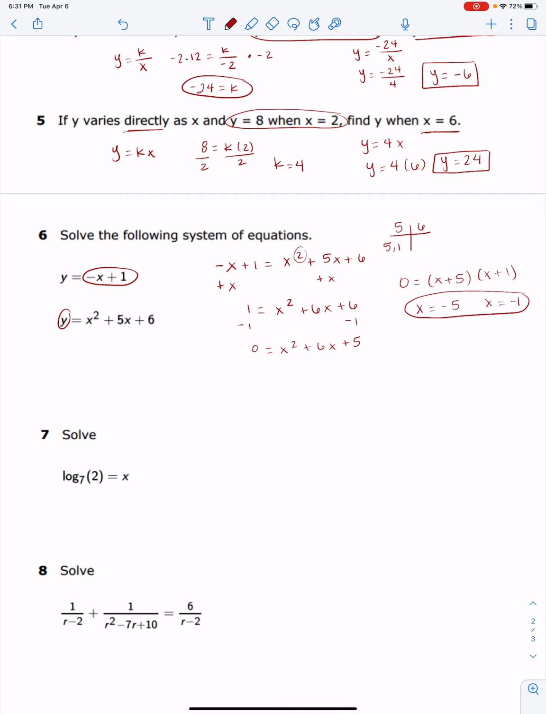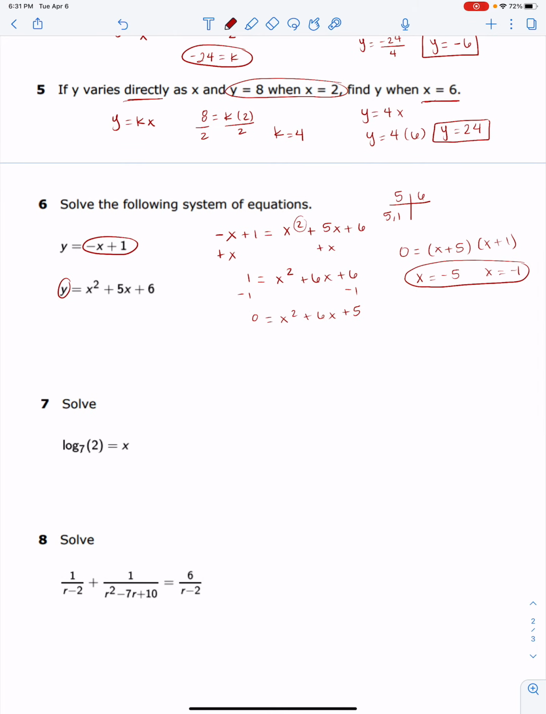Now, a lot of you stop there. But when you're finding the solution of a system, you're really finding the ordered pair or the point where they would cross each other. So in order to have an ordered pair, I need to take these x values and find their y's. So I'm going to go back to my original equation, y equals negative x plus 1. I'm going to use x as negative 5, so y equals negative 5 plus 1. Negative 5 is positive 5, so y equals 6. So one of my ordered pairs is negative 5, 6.